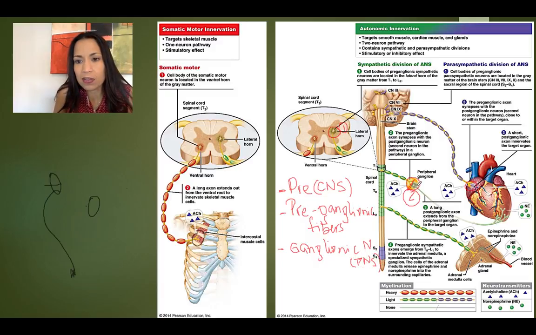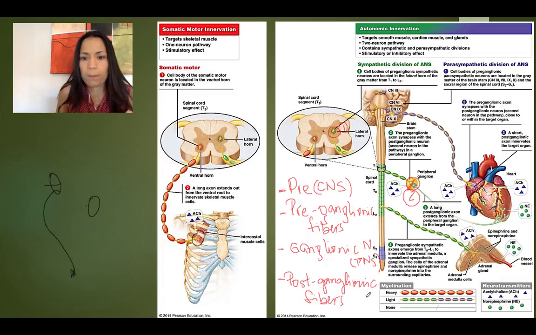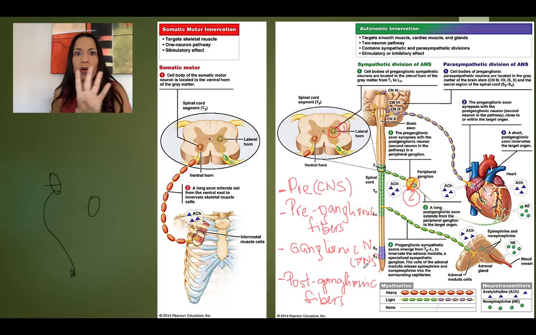Now, the axons of these ganglionic neurons, the ones that are going to reach the effector or the target organ, in here we have another one, I'll tell you that later. Since they are after the ganglia, we're going to call these axons post-ganglionic fibers. Okay, so 4 elements, 2 neurons, 1 system.